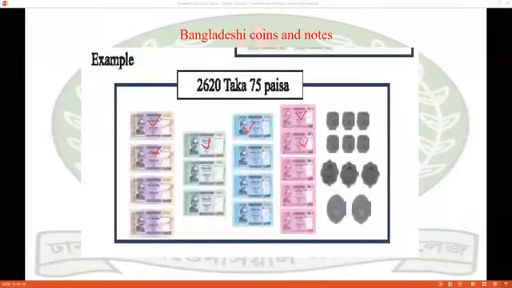This is 2620 taka, and you have to select 75 paisa. So you see that there are two 50 paisa notes. You select one and remain 25 paisa, so you select two 10 paisa notes. This is 70 paisa, and you need one 5 paisa note, so one 5 paisa. So in this way you can choose your amount from the different coins and notes.